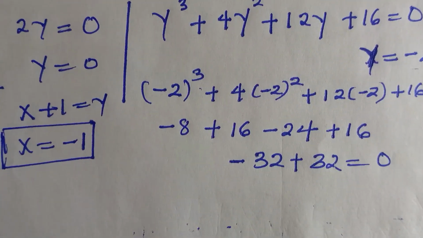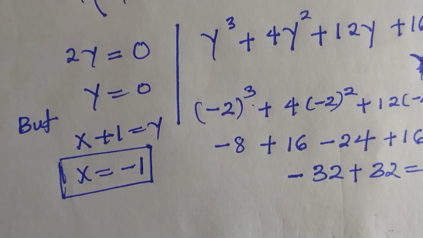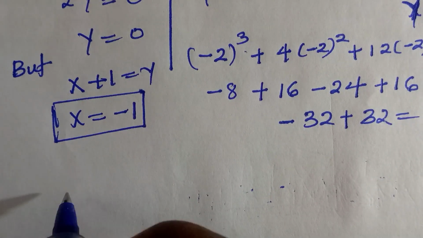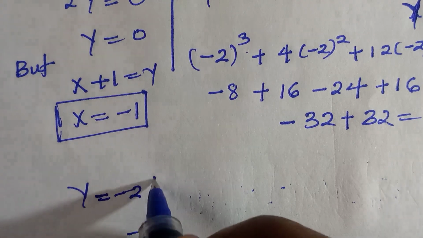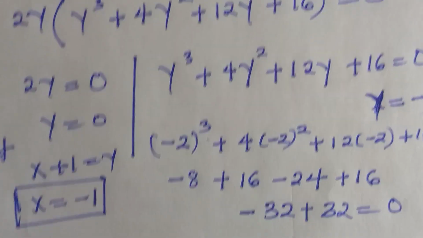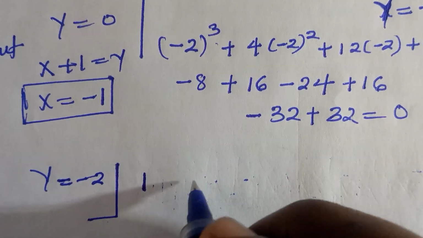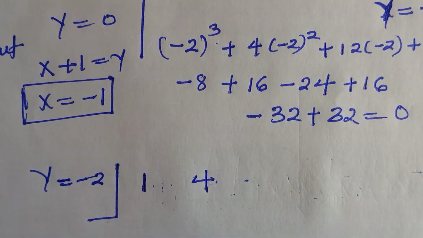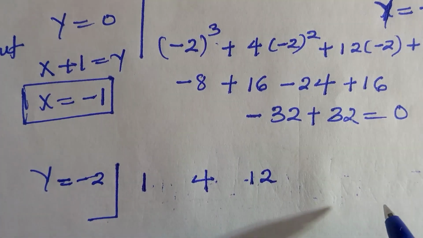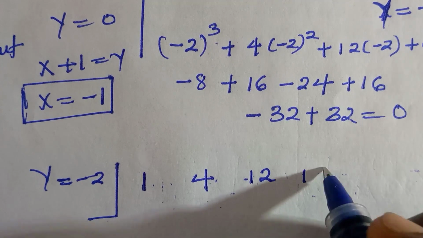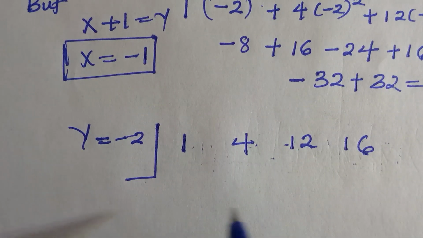Okay, so if y equals minus 2, we can use synthetic division to find the other roots. We create lines like this and start taking the coefficients. For the y cubed, we have 1. For the next one, we have 4. For y, we have 12. And for the last one, which is the constant, we have 16.